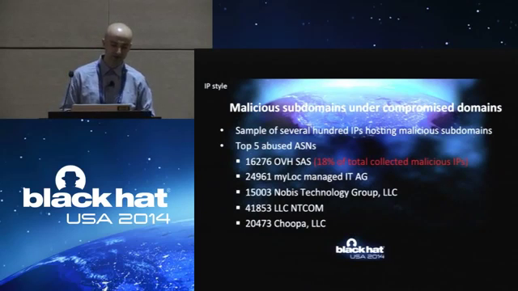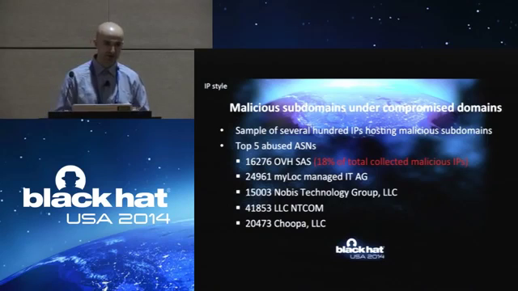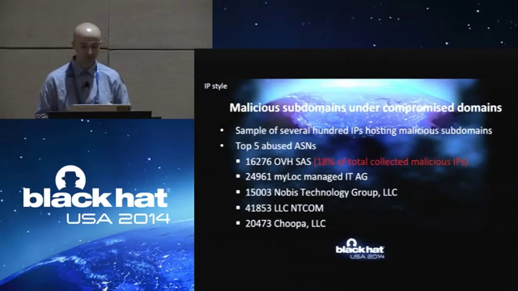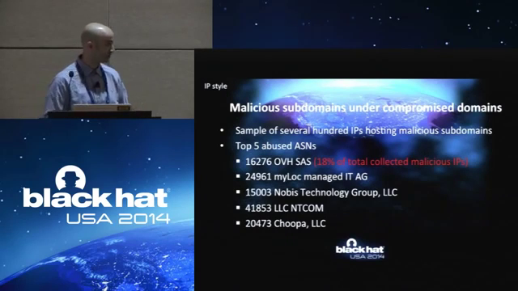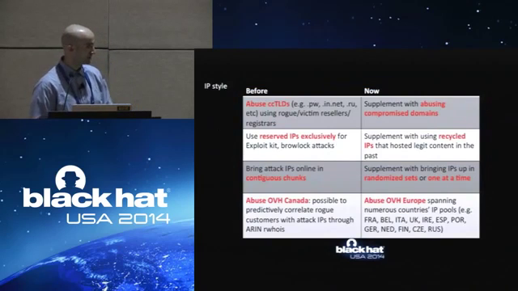So this is the list of the top abused ones. Unfortunately, OVH comes back as the most abused one, taking a sample of these IPs, with no surprise. And we saw ASNs across both ARIN and RIPE, so it's not exclusive to Europe or North America. Now, this table here summarizes the behavior we observed.